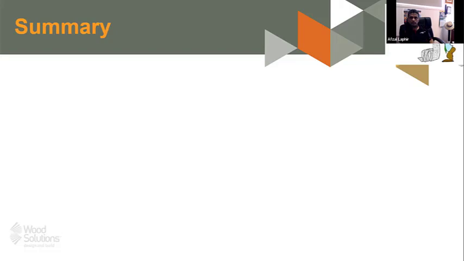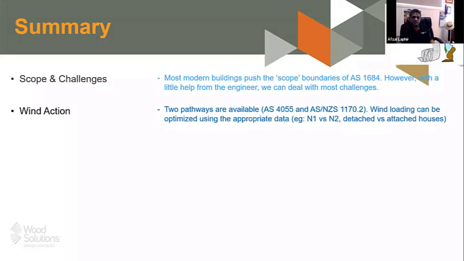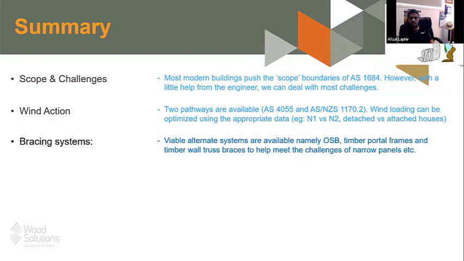Scope and challenges: we said most modern buildings push the scope boundaries of AS1684. However, with a little help from the engineer, we can deal with most challenges. And when it comes to wind actions, there are two pathways available. We have seen how wind loading can be optimized using the appropriate data. Under bracing systems, there are viable alternative systems available, namely OSB, timber portal frames, and timber wall truss braces, to complement AS1684 specifications and meet the modern challenges of narrow panels.